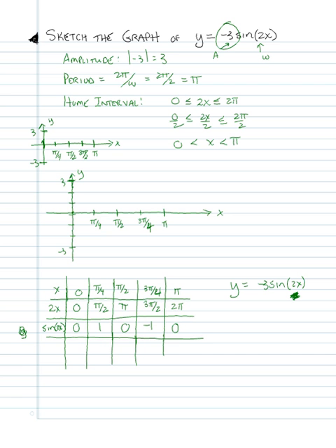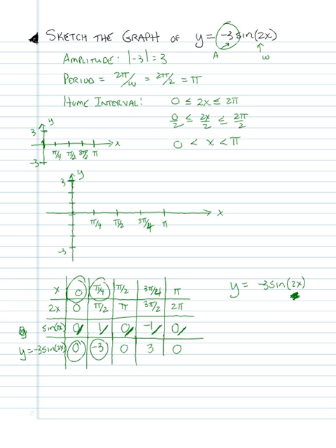This is the important part. Our y is negative 3 times the sine of 2x. So our y is negative 3 times this value, which is 0. Our y is negative 3 times this value, which is negative 3. Our y is negative 3 times this value, which is 0. Negative 3 times this value, which is positive 3. And negative 3 times this value, which is 0. So for this x, we have this y. For this x, we have this y.